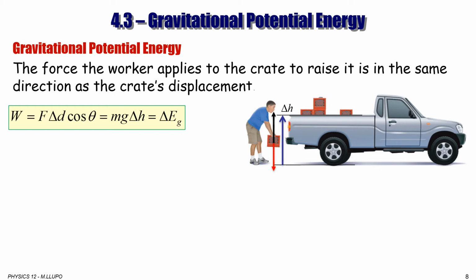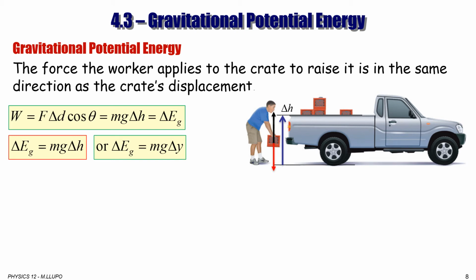As we know, work is equal to a change in energy. So we're talking about the change in gravitational potential energy. So we came up with this formula: change in gravitational potential energy is equal to mg delta H. Sometimes delta H and delta Y are interchangeable. You might have seen this as mg delta Y as well, so that is correct as well.